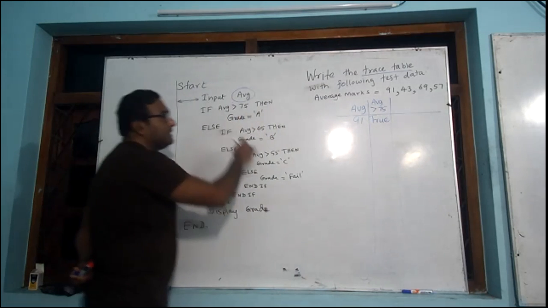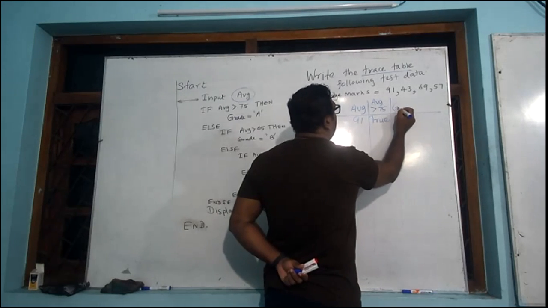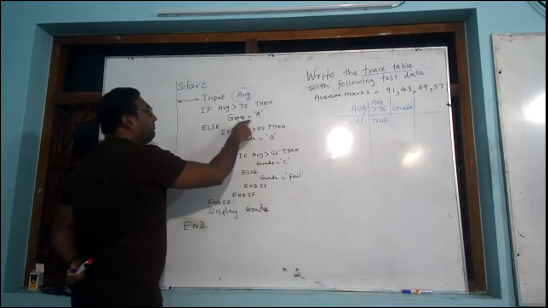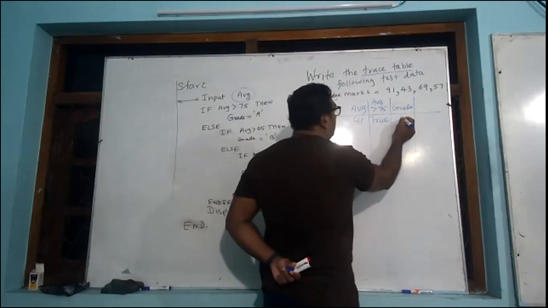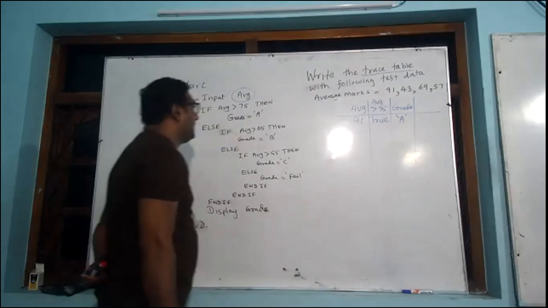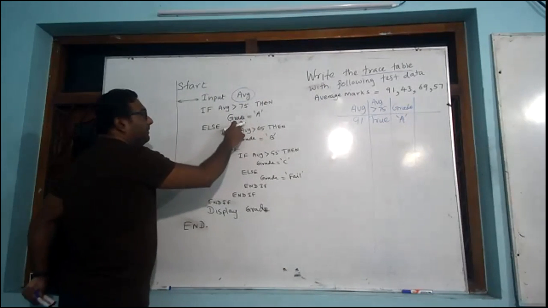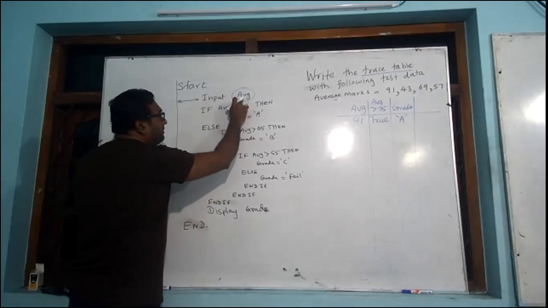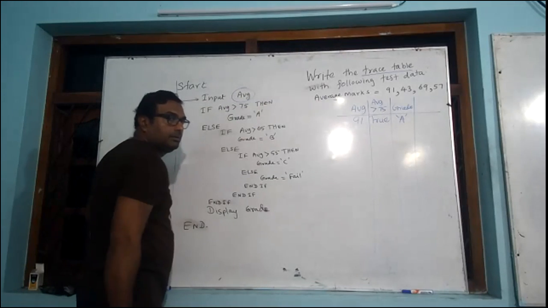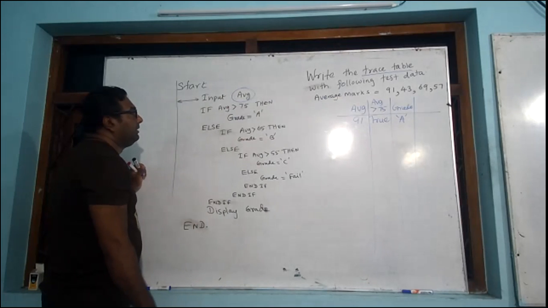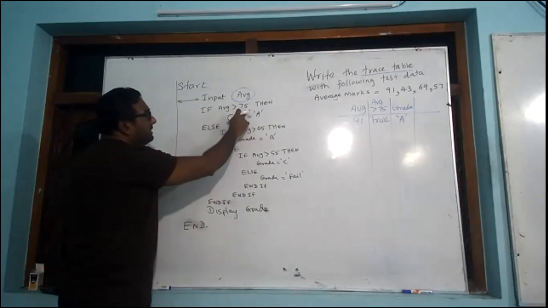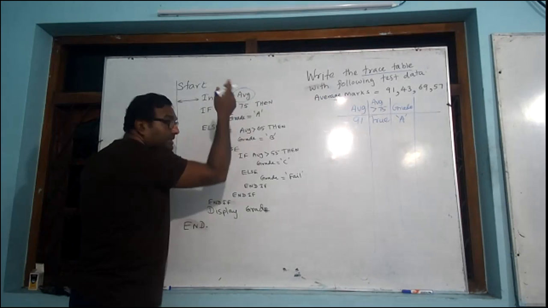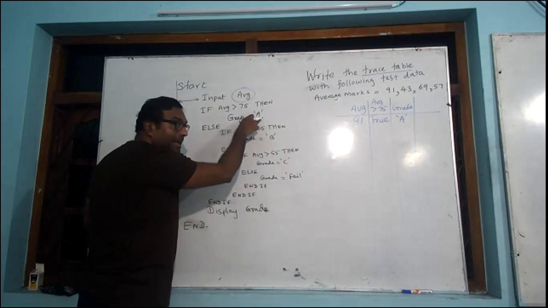It will move to grade. So if you take something called grade, what will be the grade? Grade is A. So it will give grade A. Now look here what has happened. Input average marks. You have input 91. Now you are checking if the average is greater than 75. Yes, average is 91. 91 greater than 75. Yes, that is true. Then grade is A.